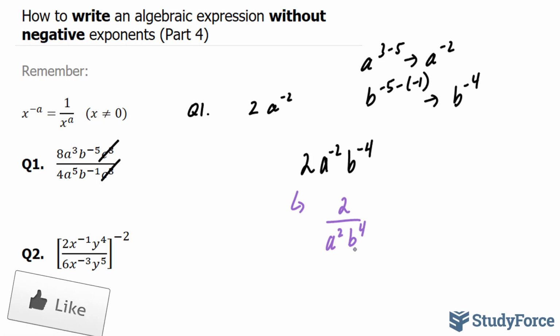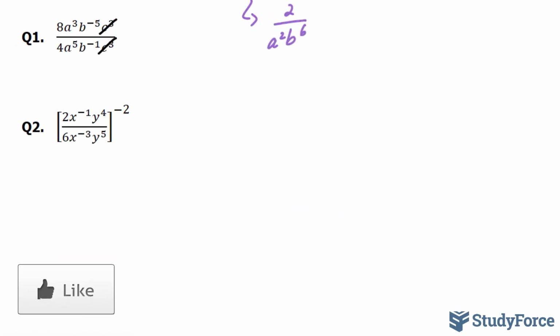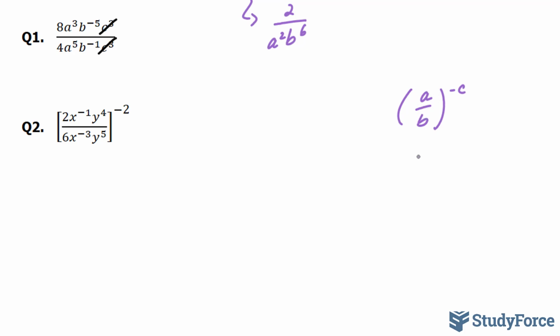Now we can move on to question 2. In question 2, what we have is a quotient being powered by negative 2. If you ever run into a situation like this, just remember this little technique. Let's pretend you had a over b to the power of negative c. You can flip a and b, where it becomes b over a, and you can switch the sign, becoming only c. So we'll use this technique for question 2.